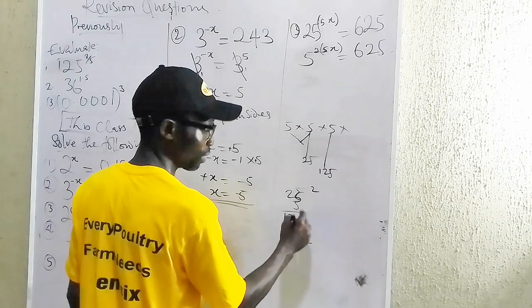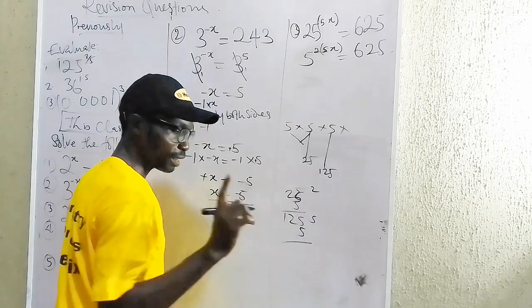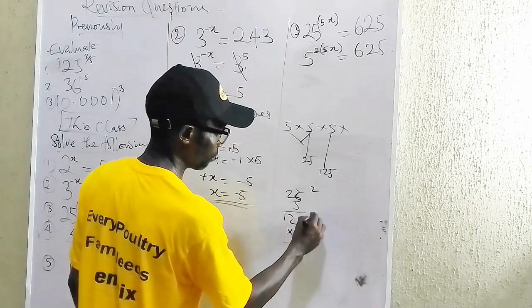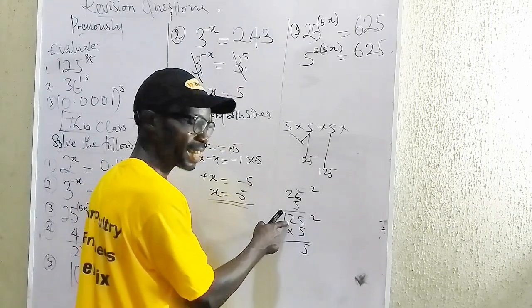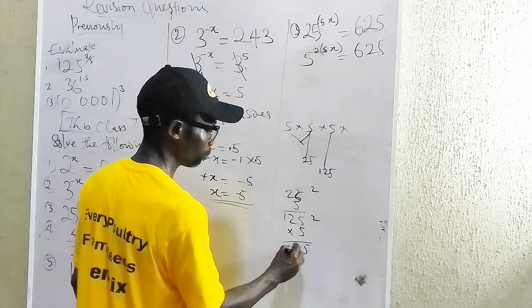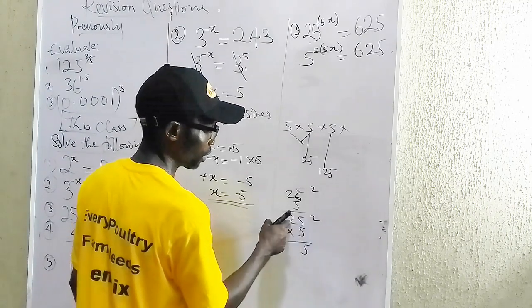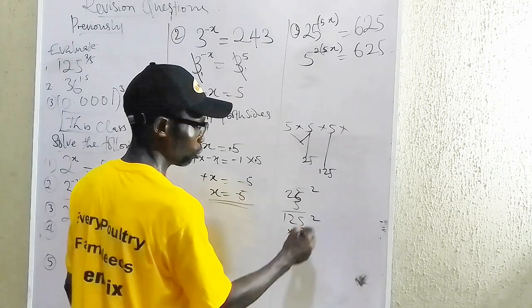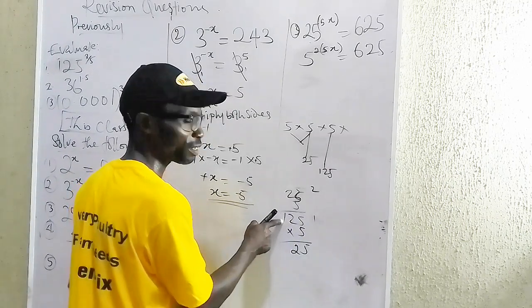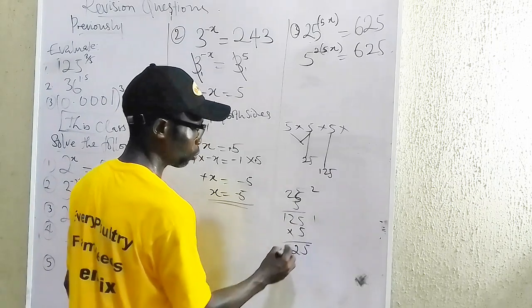If I put another times 5, let's say times 5 now. 5 times 125: 5 times 5 is 25, write down 5, carry 2. 5 times 2 is 10 plus 2 is 12. Write down 2, carry 1. 5 times 1 is 5, 5 plus 1 is 6.